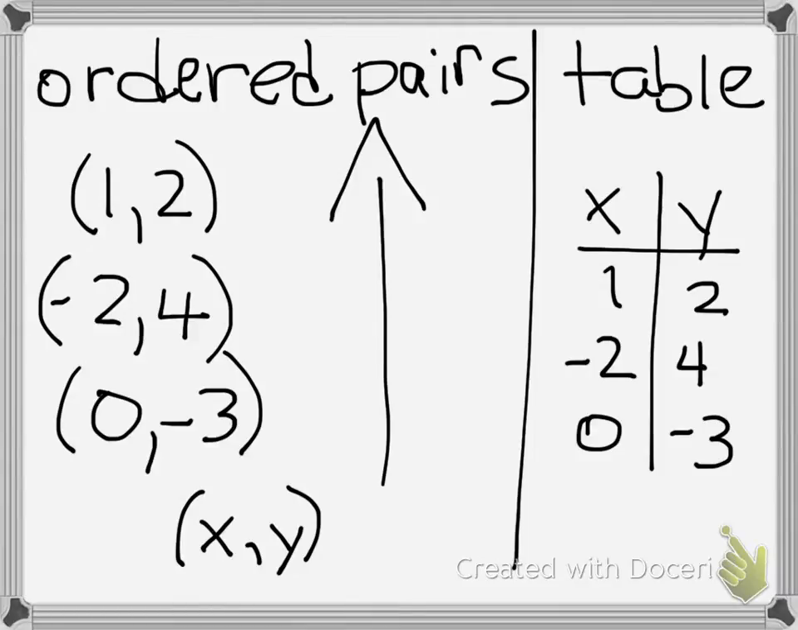Then we have a table. A table is another way of writing a relation. So if we're taking the same ordered pairs as we used previously, we have the 1 as the x-coordinate and 2 as the y-coordinate. So we've set up a table where the x-coordinates are all listed on the left side, right here, and the y-coordinates are all listed on the right side, here.